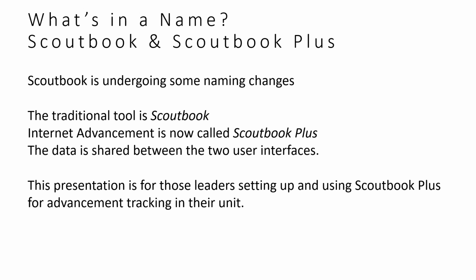Scoutbook is undergoing some name changes. The traditional tool is Scoutbook, and it's still called Scoutbook. Internet Advancement is now called Scoutbook Plus. Cub Scout units will be using Scoutbook Plus going forward to enter advancements. The data is shared between the two user interfaces.